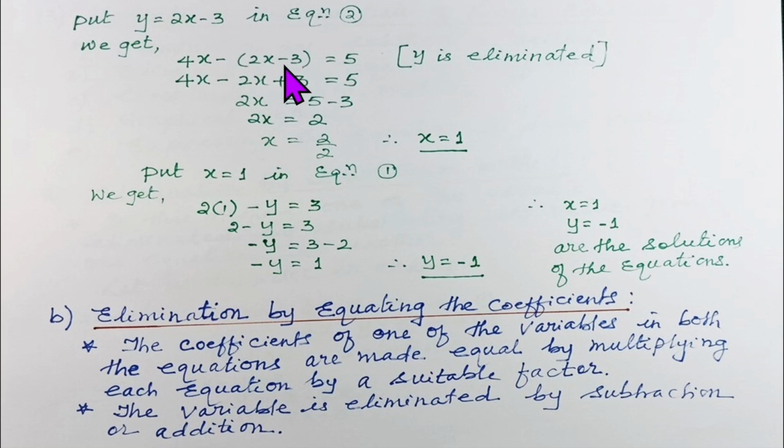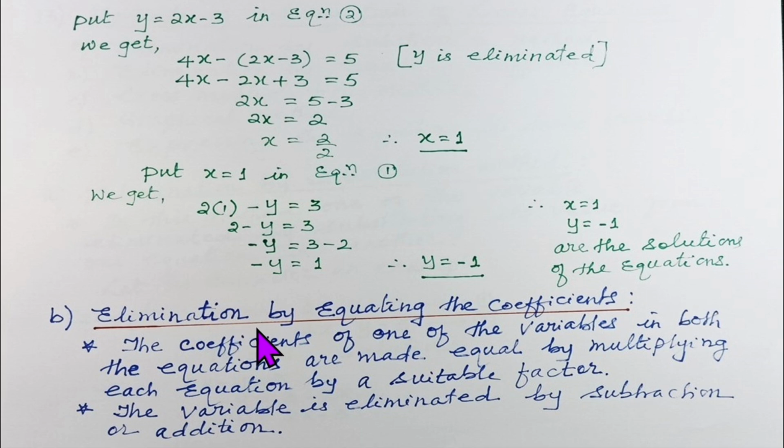By putting the value in the second equation, we get 4x minus (2x minus 3) equal to 5, that is 4x minus 2x plus 3 equal to 5, and solving, we get x is equal to 1. Having got the value of x is equal to 1, put the value of x in one of those equations, then we get the value of y as minus 1. Therefore, the solution of the equations is x is equal to 1 and y is equal to minus 1. Remember, these are unique solutions, and this is how we find the solutions by substitution method.